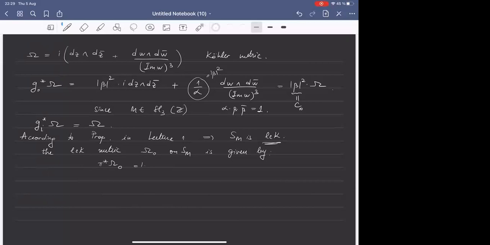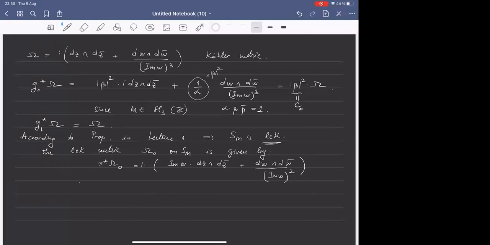So the pullback of omega zero is I times imaginary part of W times dz wedge dz bar plus dw dw bar, quotient to imaginary part of W squared. Yeah, so if you look at this form, it's clear that it's invariant to the action of G0, G1, G2, G3. Moreover, we can see also explicitly the leaf form.